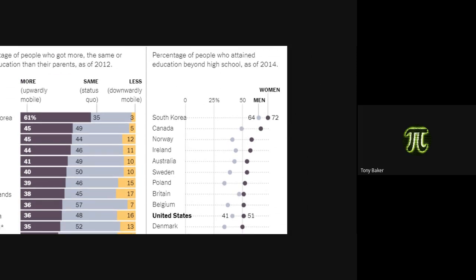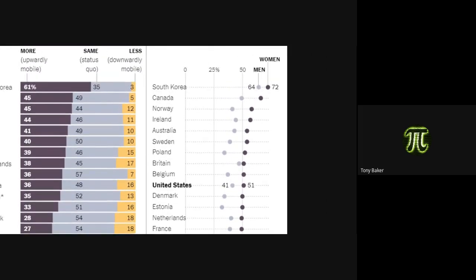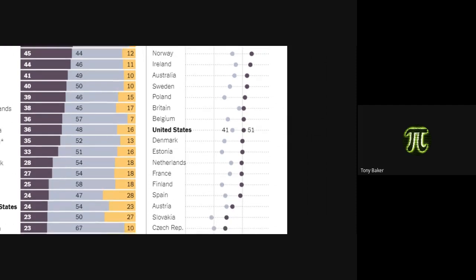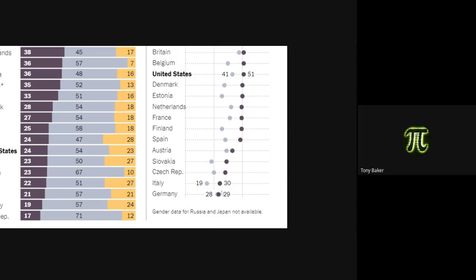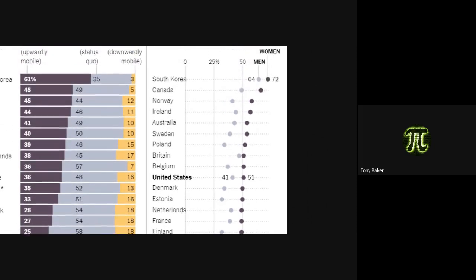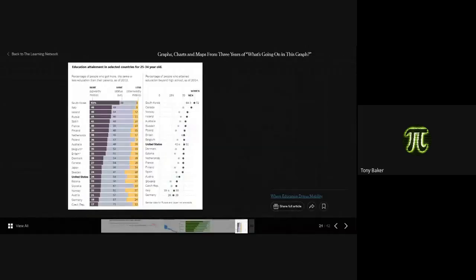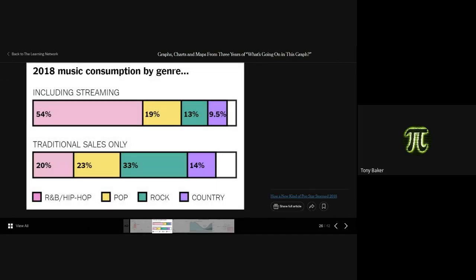So these are the percentage of people who attained education beyond high school as of 2014, separated by gender. So what do we notice about the gender though? What women are going to. Universally, in every single country, the women are higher than the men, which is not what a lot of people would have automatically assumed. Yeah, you would think that the men would have been going back to school.